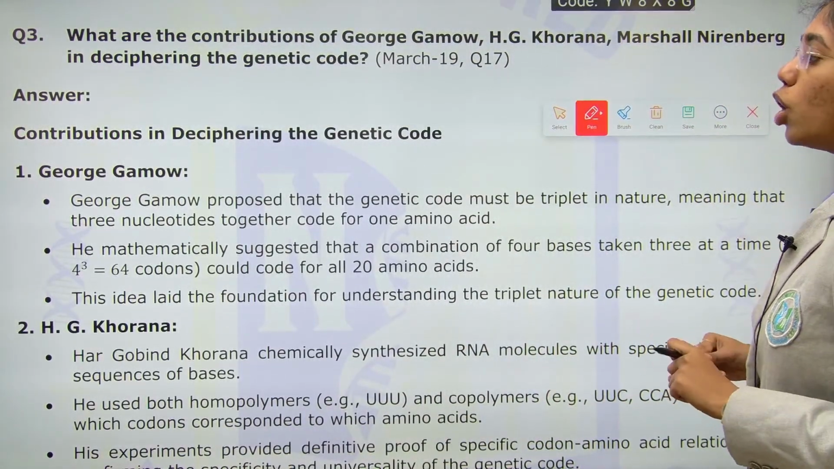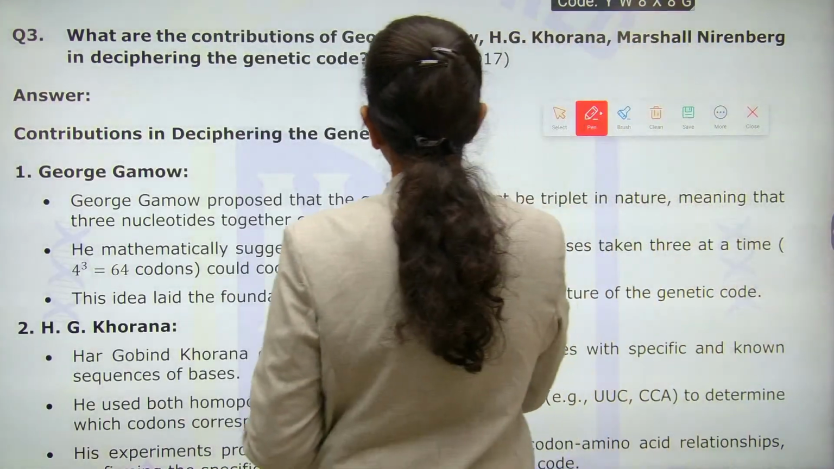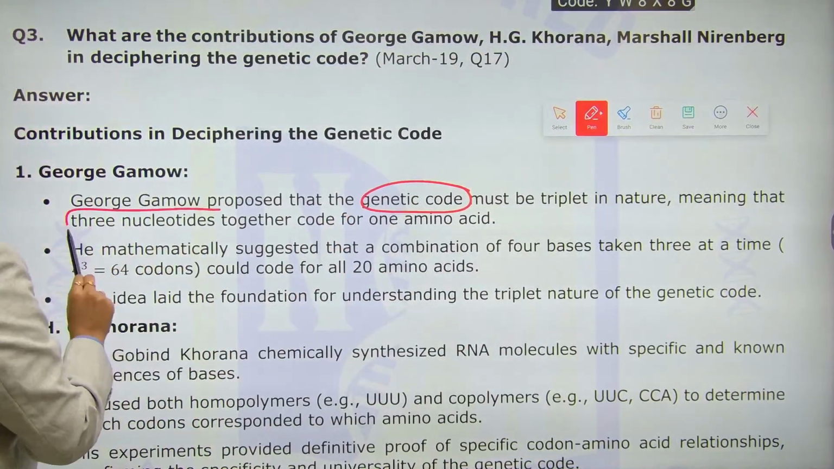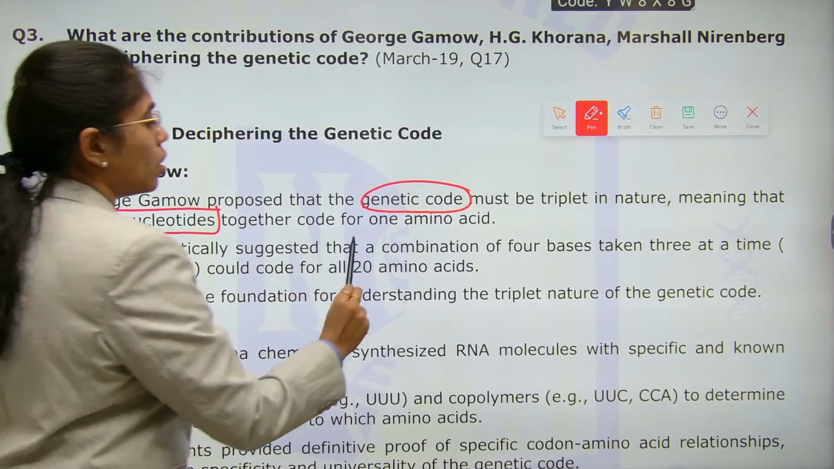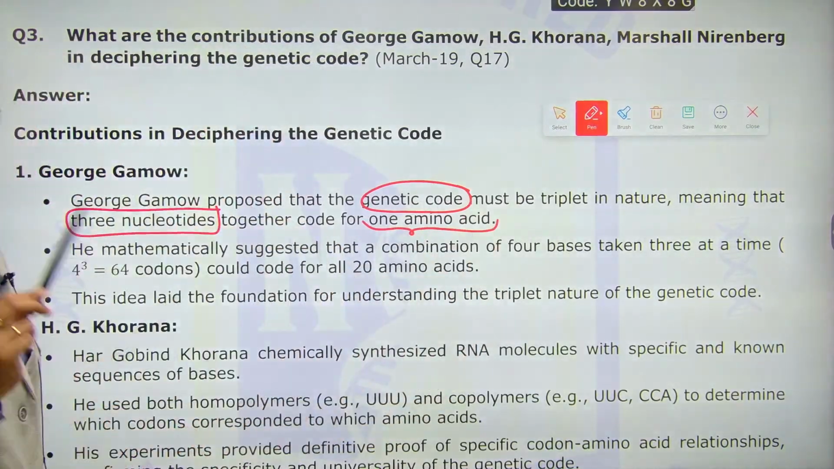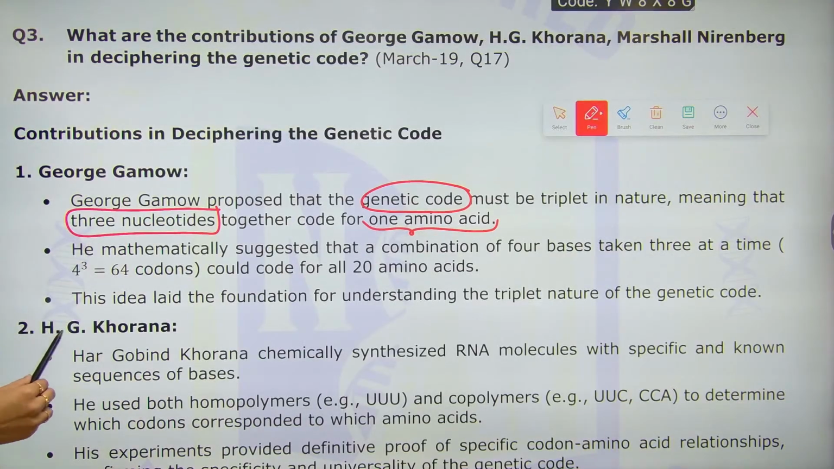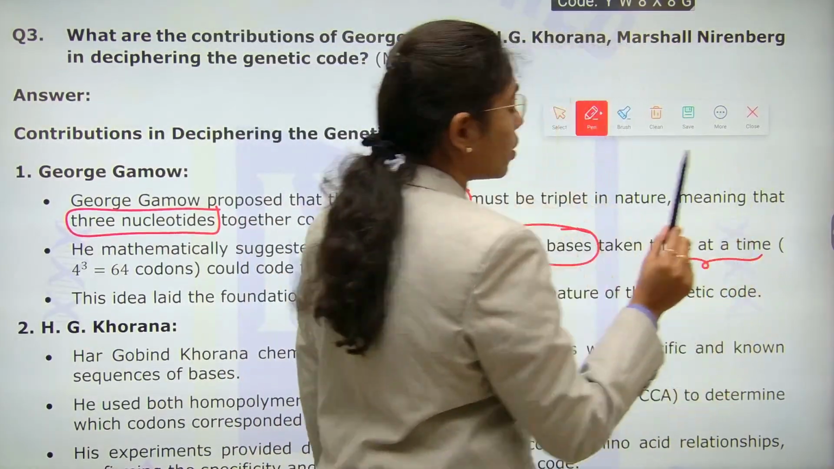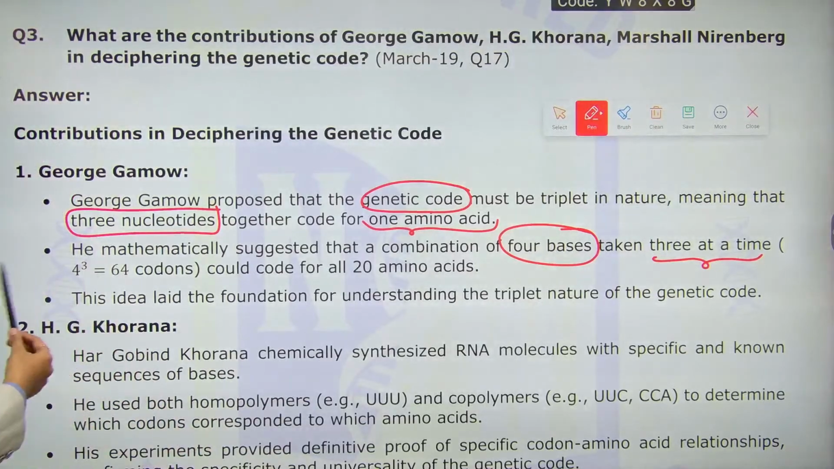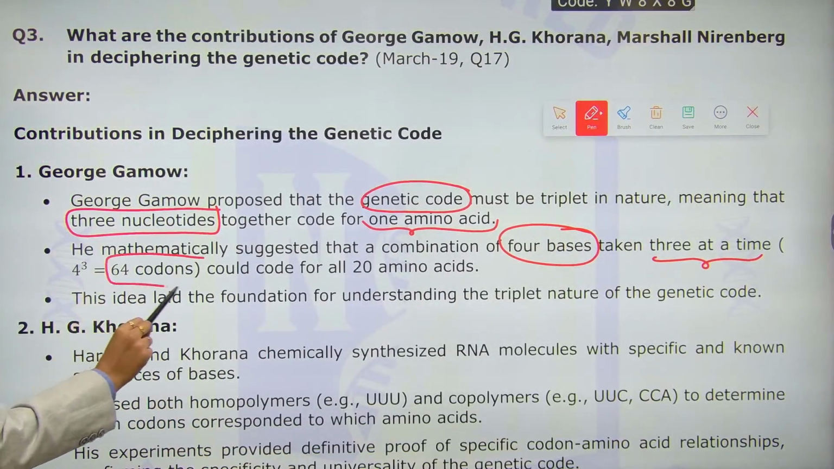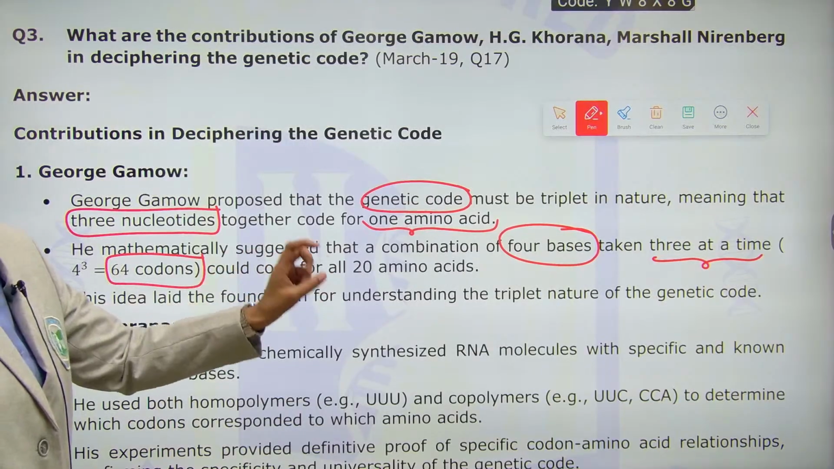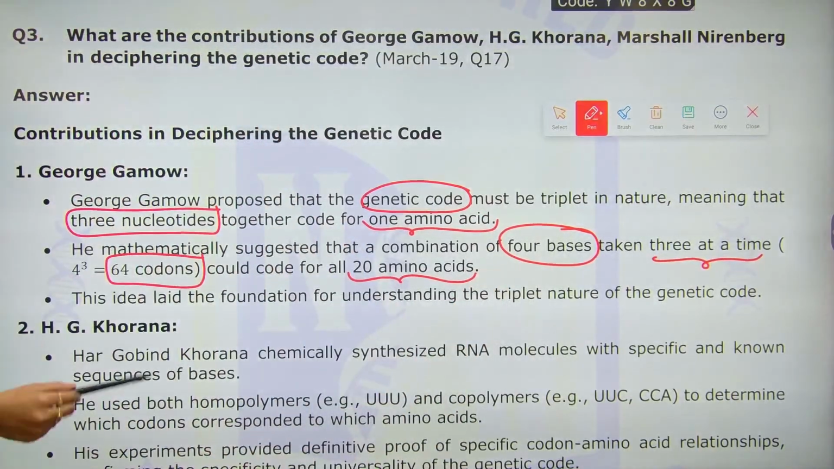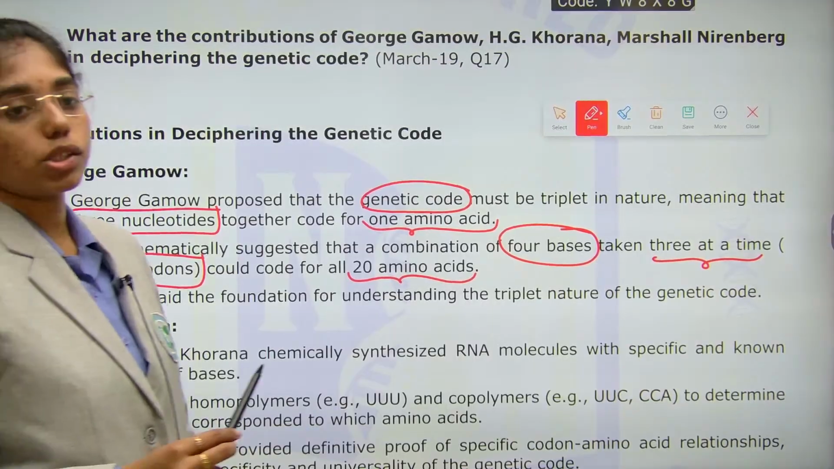First with George Gamow. George Gamow has proposed that the genetic code must be triplet in nature, meaning 3 nucleotides together will code for one amino acid. He mathematically suggests a combination of 4 bases taken 3 at a time. When 4 bases are put together, it forms how many codons? This could code for all the 20 amino acids. This idea laid the foundation for understanding the triplet nature of the genetic code.